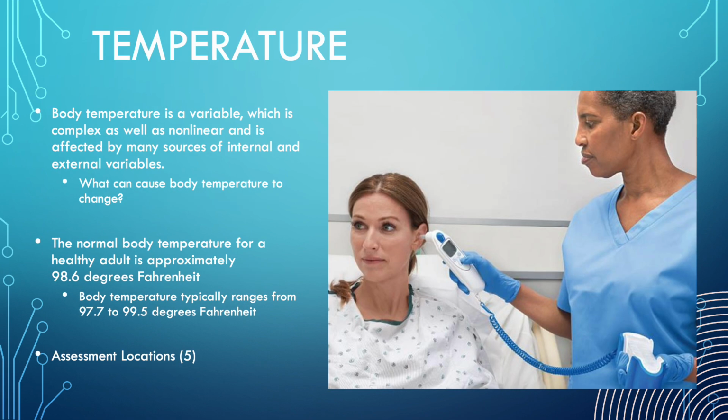The first vital sign that we're going to talk about is temperature. So body temperature is a variable which is complex as well as nonlinear and is affected by many sources of internal and external variables. What that means is there is some variability in everybody's temperature, and that variability can even happen amongst one individual through a variety of changes.